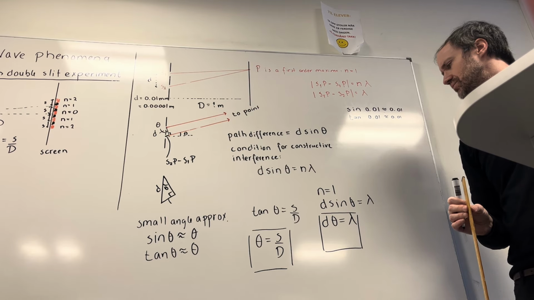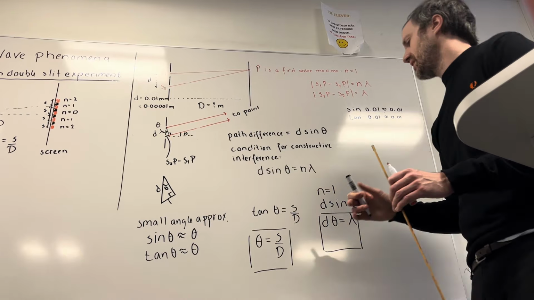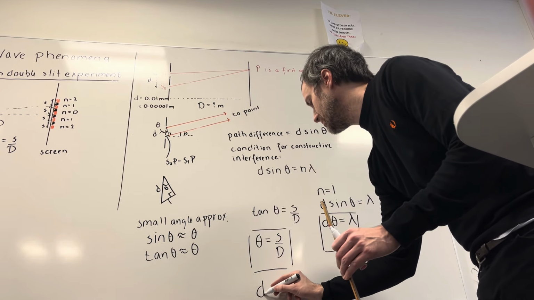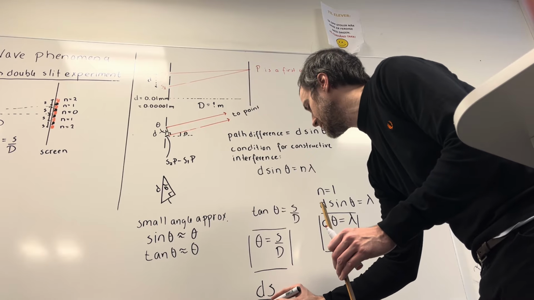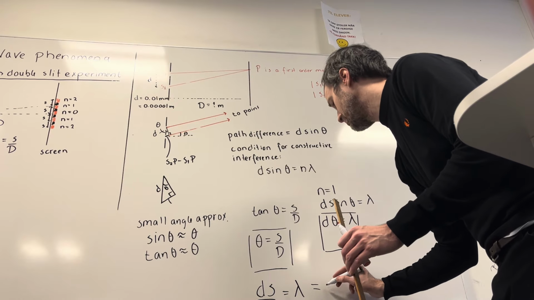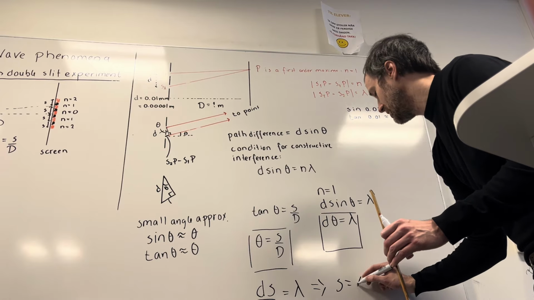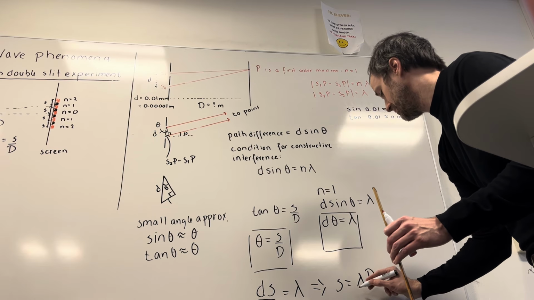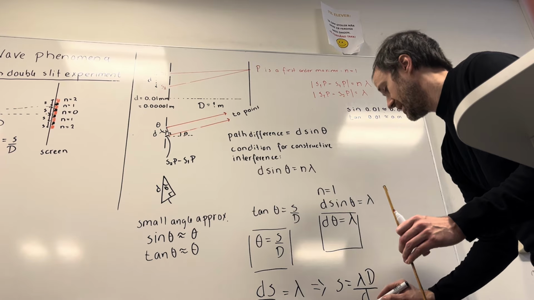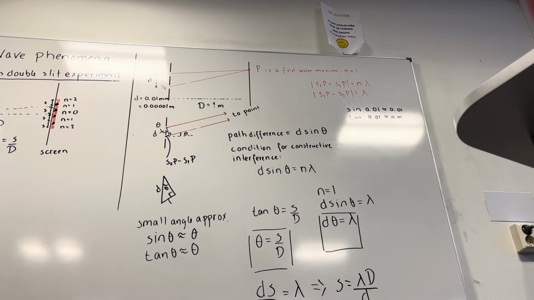So if we combine these two equations, you will get D times S over big D is equal to lambda, which would then become S equal to lambda big D over d. So that is how we derive this equation for Young's double slit experiment.